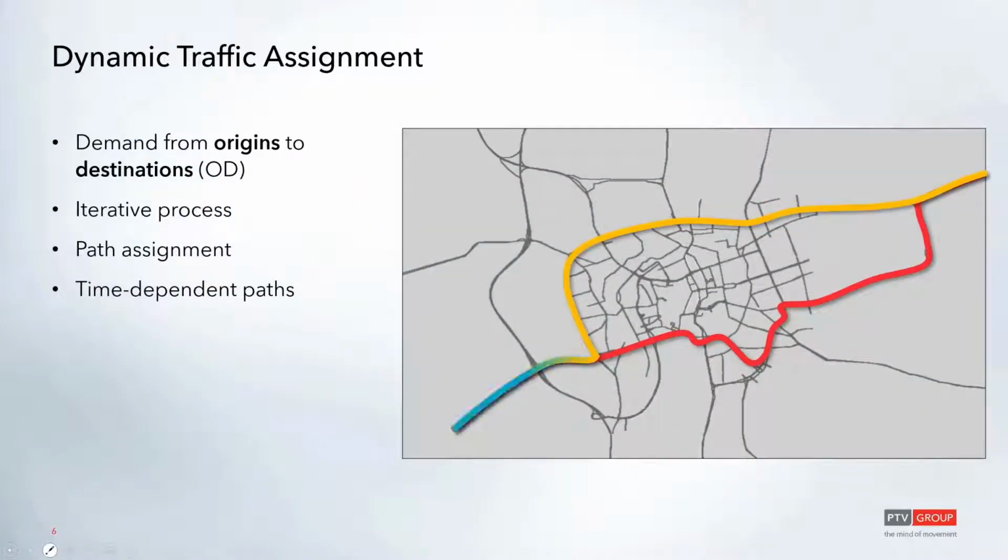So just to recap, dynamic traffic assignment is a way for demand between different origins and destinations to get assigned to different paths. And since this path assignment will depend on items like the path distance, the travel time, and any financial costs associated with the path, this is an iterative process that will take multiple simulation runs in order to reach convergence.